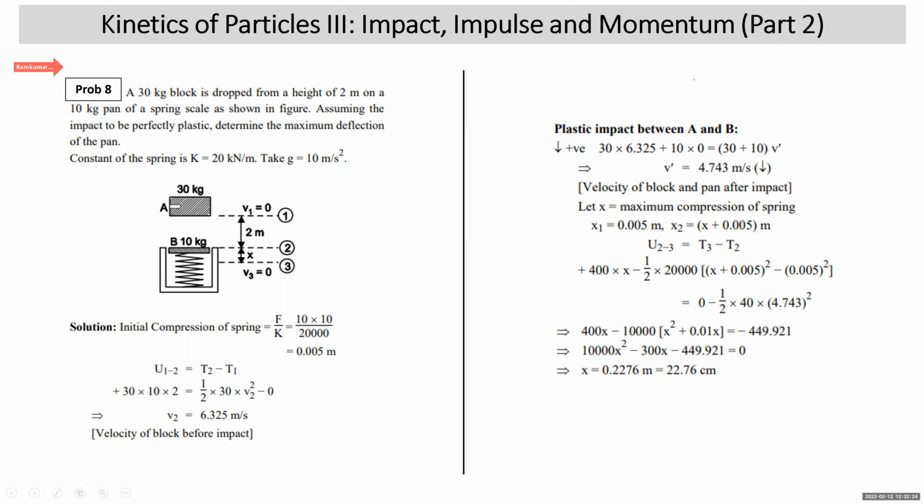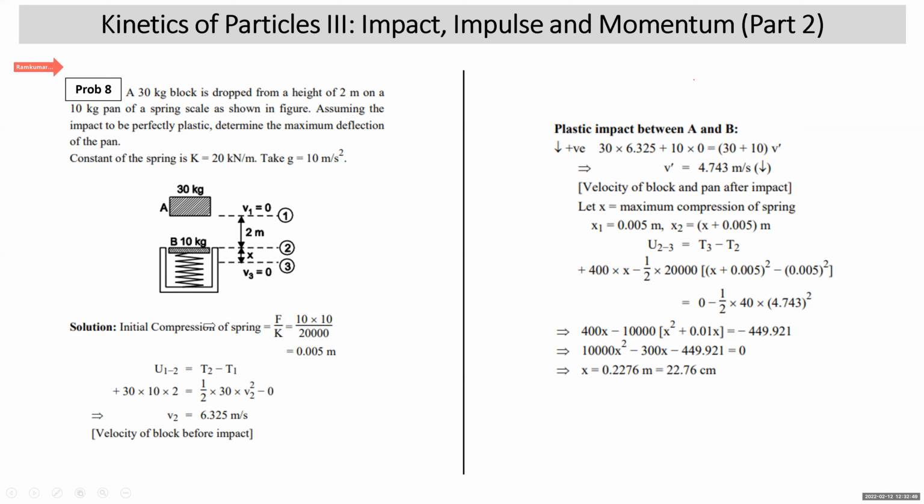Now this is the 30 kg block. It starts falling from the rest. It falls by 2 meter. Then there is a 10 kg pan. This 10 kg pan is kept on the spring. Due to the weight of this pan, there will be some initial deformation of the spring that you should always calculate beforehand. So 10 kg pan is kept on the spring of stiffness 20 kilonewton per meter.